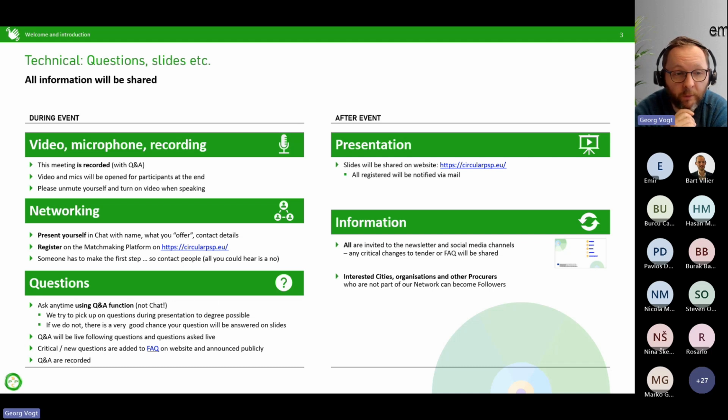You can ask your questions in multiple ways. You can use the Q&A function, or we will open up the microphone later on in the event. If you wish to build a consortium, you're seeking a partner, or you want to present yourself, you're free to use the chat function. This part will not be public ultimately, but don't be shy.